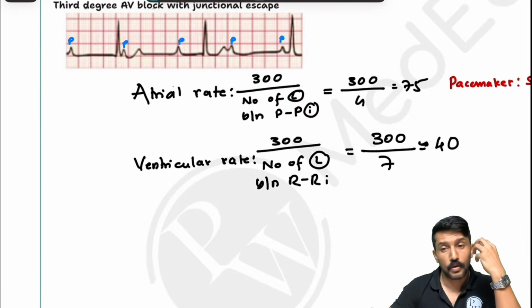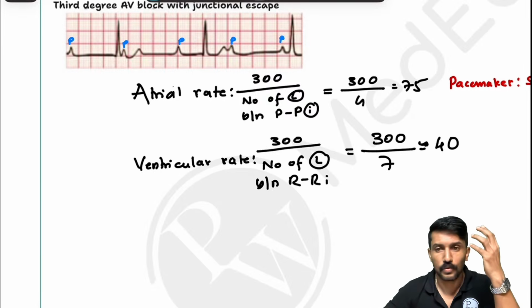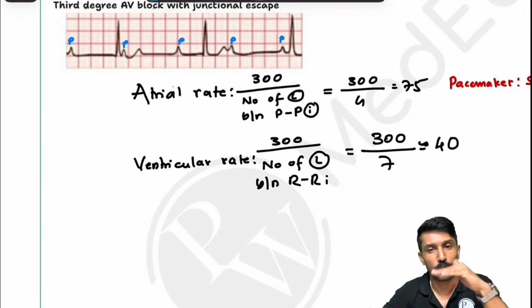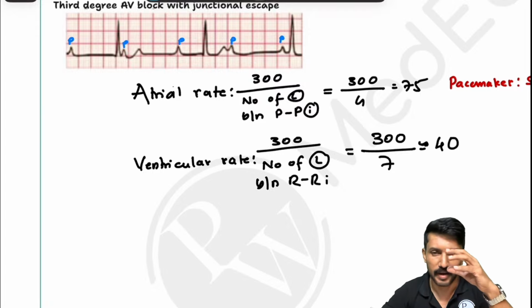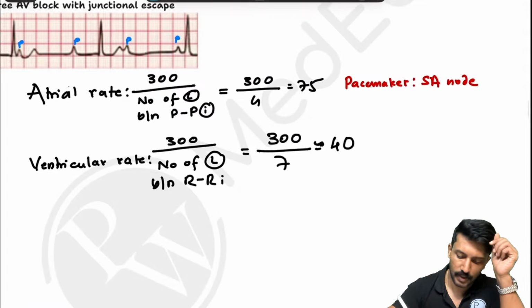So in that case, what could be the pacemaker? Can this be the SA node? No. Can this be the AV node? No. Something below the AV node, right? Maybe at the junction of the AV node and the His bundle, or maybe the His bundle, but certainly not the SA node or AV node.